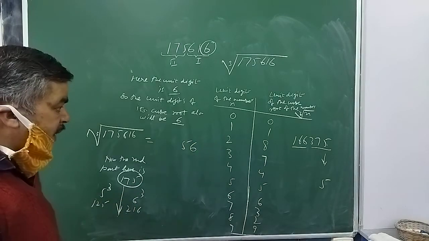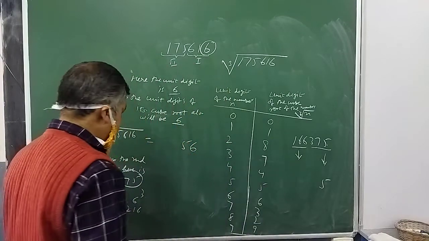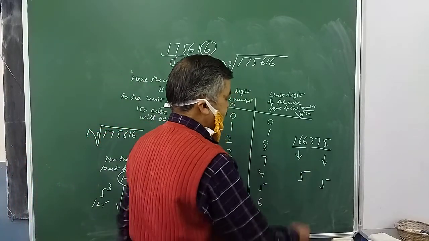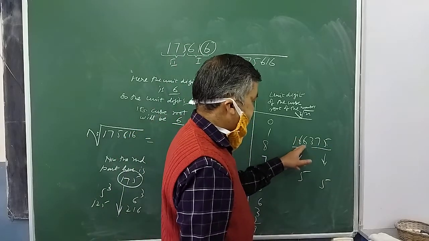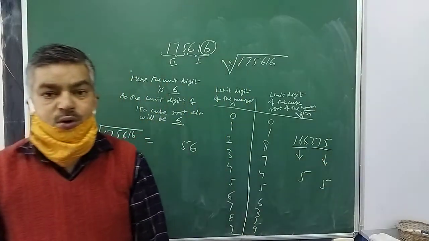166 is the second part there. So 166 again will be lying between 5 and 6 cube. So the smaller one is 5. So if I find the cube root of 1,66,375, that will become equal to 55.